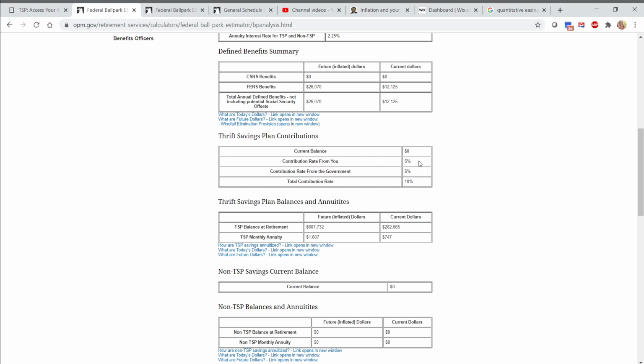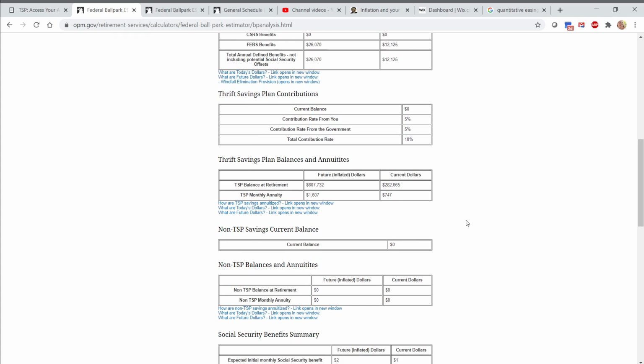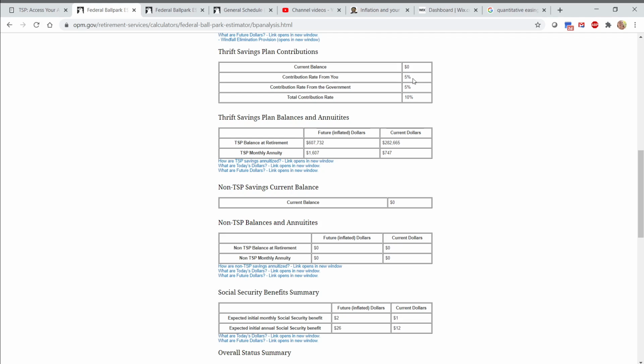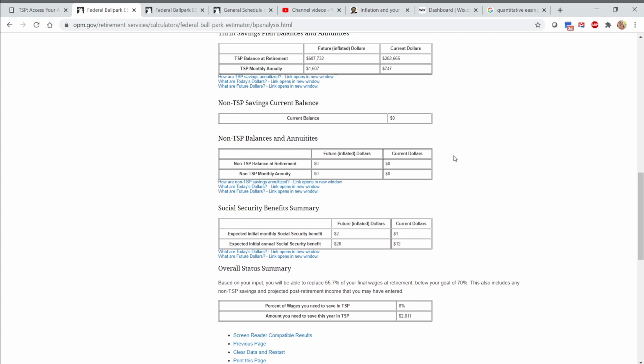I'm not going to go through this. You can figure all this out by clicking these buttons. You're contributing 5%. You don't have anything in your retirement. The government's giving you 5% for a total all-in contribution rate of 10%. In today's current dollars, over a 30-year span, you will have $282,665 in your TSP.